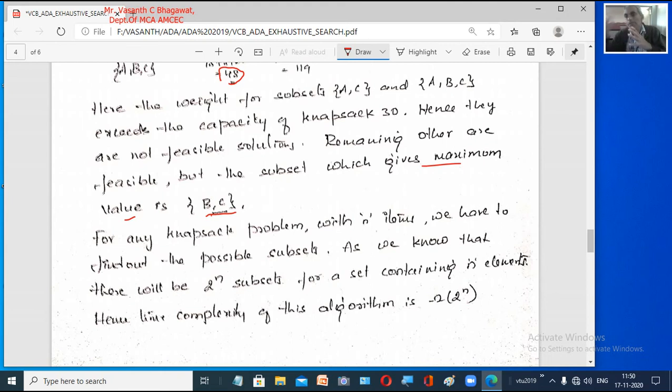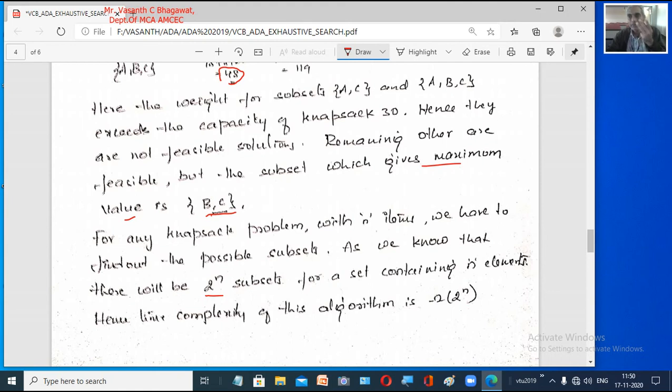So we have some other analysis techniques available which are better than exhaustive search, right? For any knapsack problem with n items, we have to find all possible subsets. How do you find the possible subsets? It is 2 raised to the power of n. If you have a set with n elements, then the total number of subsets you can generate from that is 2 raised to the power of n.